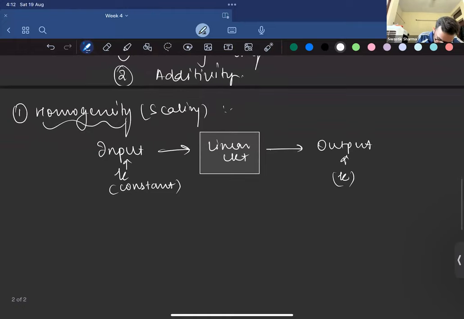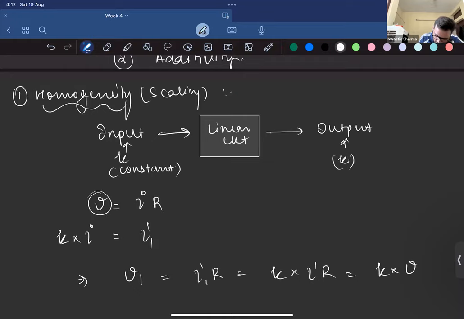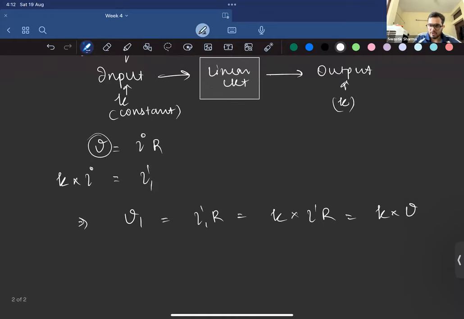How? Let's say V equals IR, right? Resistors are linear elements, as we've already discussed. So let's say I is the input current and V is the voltage across that resistor. Let's multiply K into I. It's the new current, let's call it I1. So that means V1 will be what? I1 into R, which is K into IR, which is nothing but K into this V, right? Hence, for a linear circuit which follows the property of homogeneity, if we scale the input with a constant, the output will also be scaled with that constant.